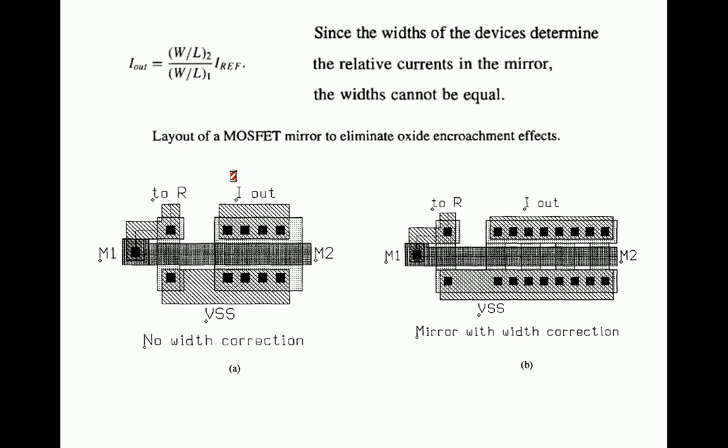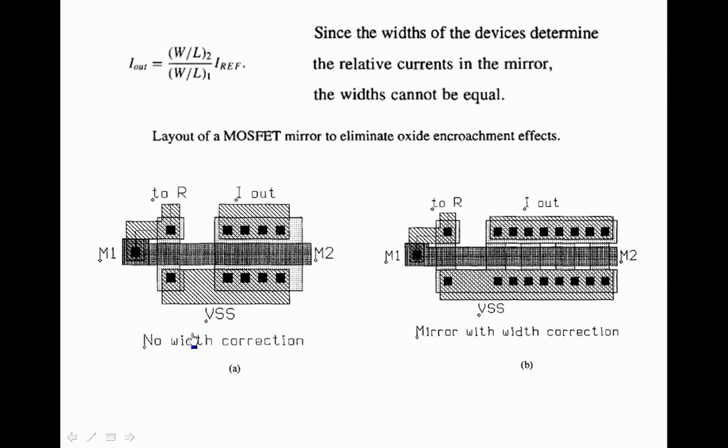So whenever we are going for more width, at that time we should consider some precaution. There are two diagrams indicated, A and B. The first one is with no width correction, the second one is the mirror with width correction. Both are simple current mirrors, consisting of M1 and M2, whose sources are tied together, and M1 drain is connected towards resistor R through VDD, and M2 is connected towards the output side like a simple current mirror.